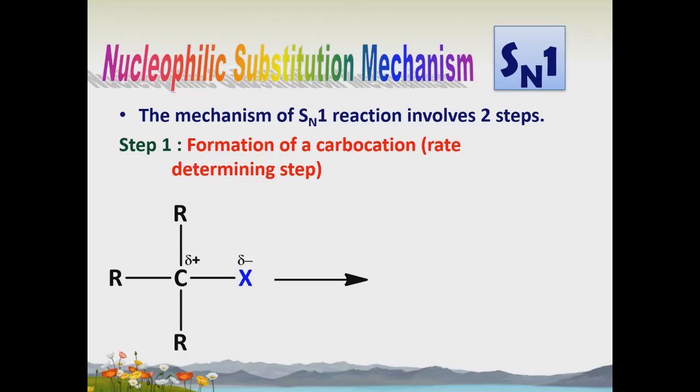So the bonding electrons, which are the two electrons in the bond between X and C, will all be attracted to X. This will make the bond between C and X break, leaving the carbocation and the anion, forming the carbocation and anion.